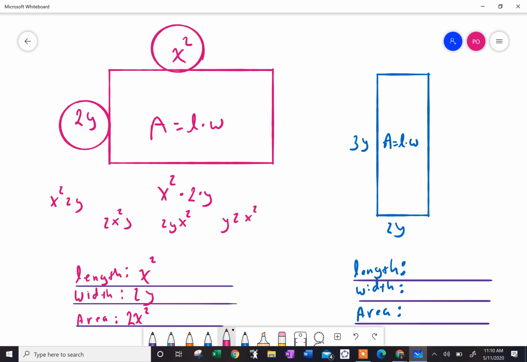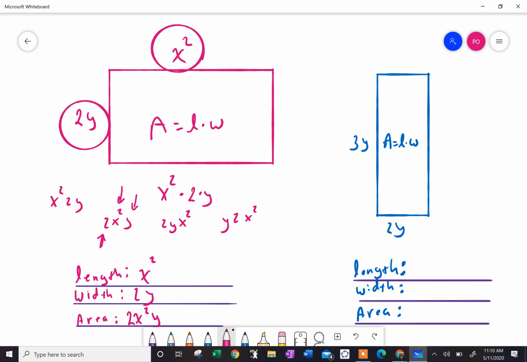Normally we write it as 2x squared y, and the reason why, no pun intended, is because the coefficient 2 tells us how many x squared y's we have. I have 2 y's times an x squared, so I have 2 x squared y's. And then I usually put the x squared before the y because x comes before y in the alphabet.